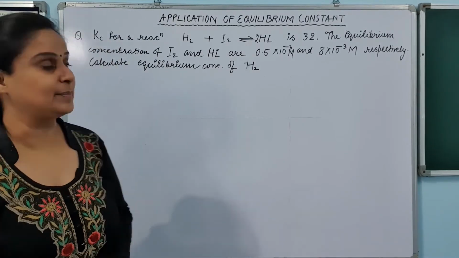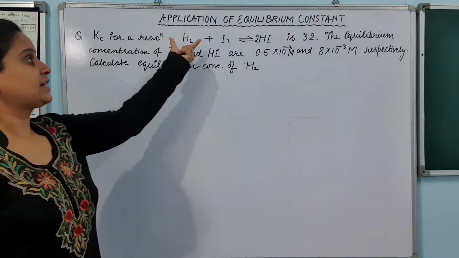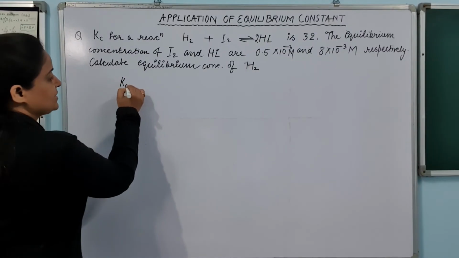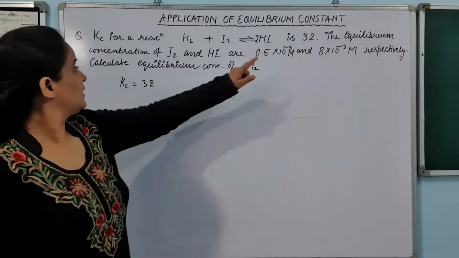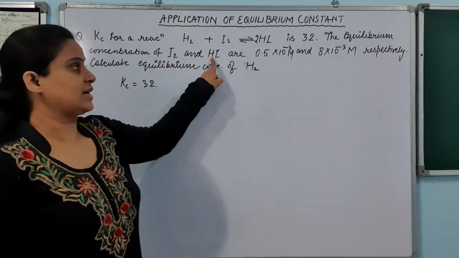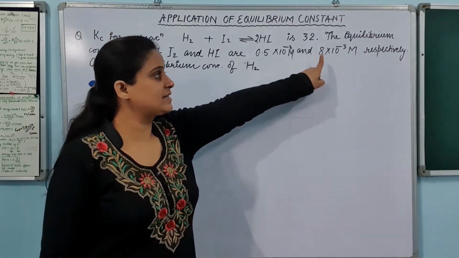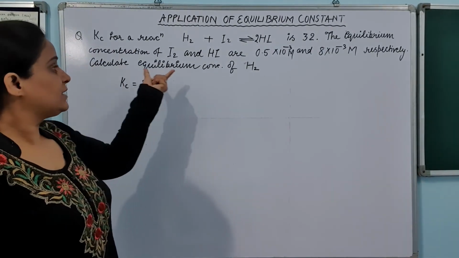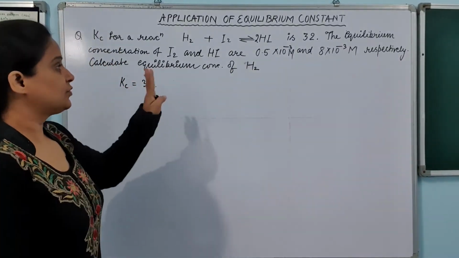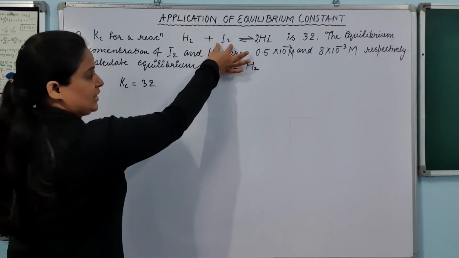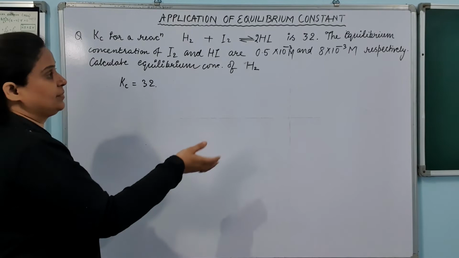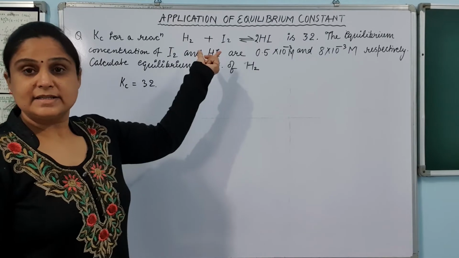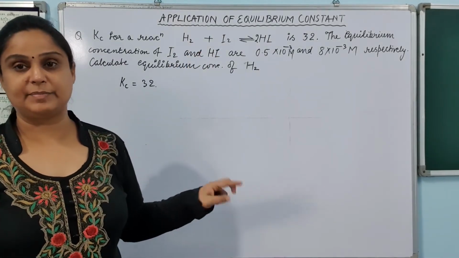So here I have taken an example in which Kc is given for a reaction. This reaction के लिए Kc is given 32. So here I am writing down the value of Kc is 32, and the equilibrium concentrations of iodine and HI are 0.5 into 10 raised to power minus 3 and 8.8 into 10 raised to power minus 3 molarity. Calculate the equilibrium concentration of hydrogen. So what is given to you? You are given the concentration of iodine and HI at the equilibrium, as well as Kc, and you are supposed to calculate the concentration of hydrogen present at the equilibrium.